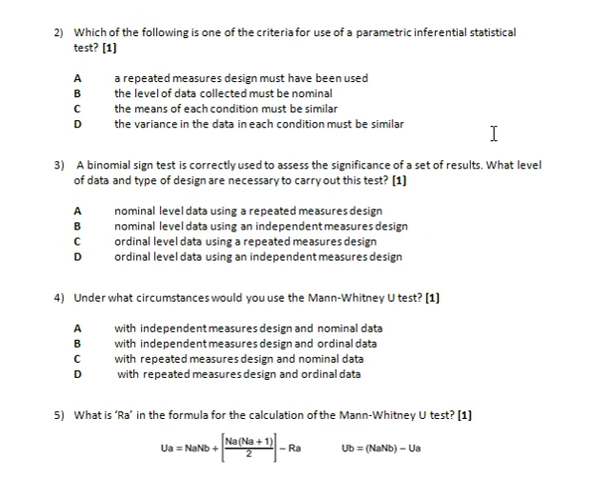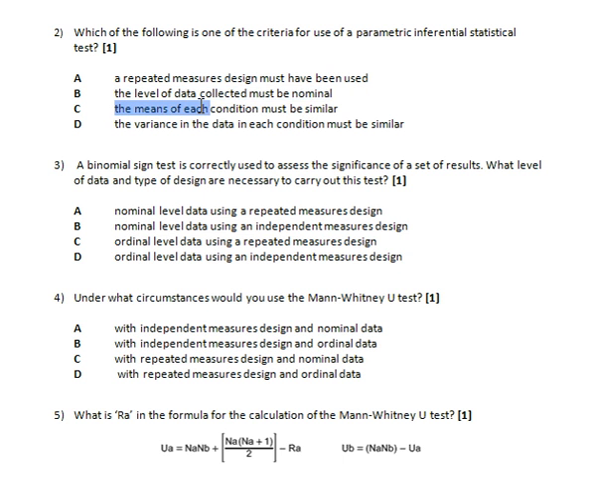For question 2, it says, which of the following is one of the criteria for use of a parametric inferential statistical test? Now, it doesn't make sense to say repeated measures design, because that's only criteria for a non-parametric test. They don't actually talk about designs for parametric tests. It says the level of data collected must be nominal. Well, that's incorrect. For a parametric test, you actually need at least interval ratio data. If it was nominal data, you'd be using a non-parametric test, such as the binomial sign test, or a chi-squared is nominal data as well.